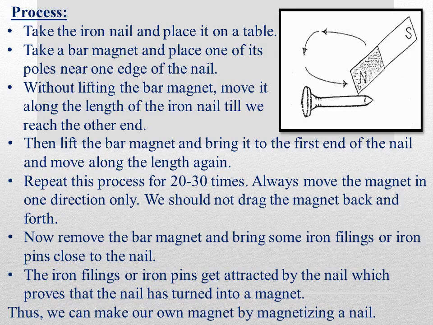Now remove the bar magnet and bring some iron filings or iron pins close to the nail. The iron filings or iron pins are attracted by the nail, which proves that the nail has turned into a magnet. Thus, we can make our own magnet by magnetizing a nail.